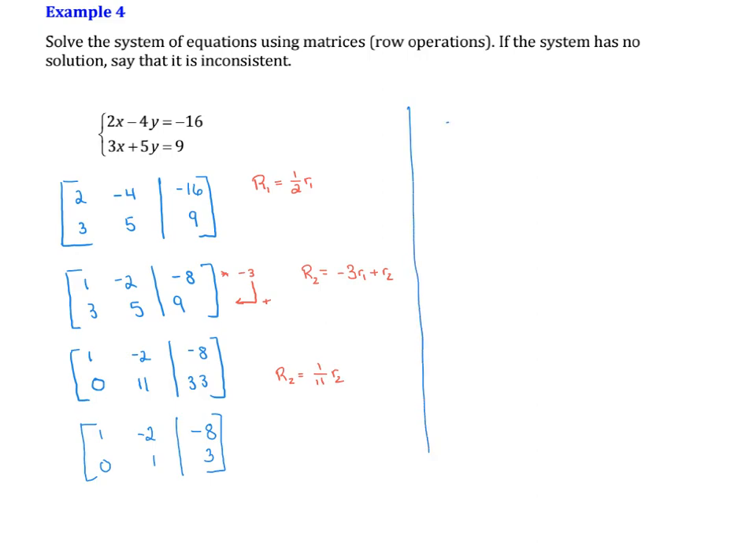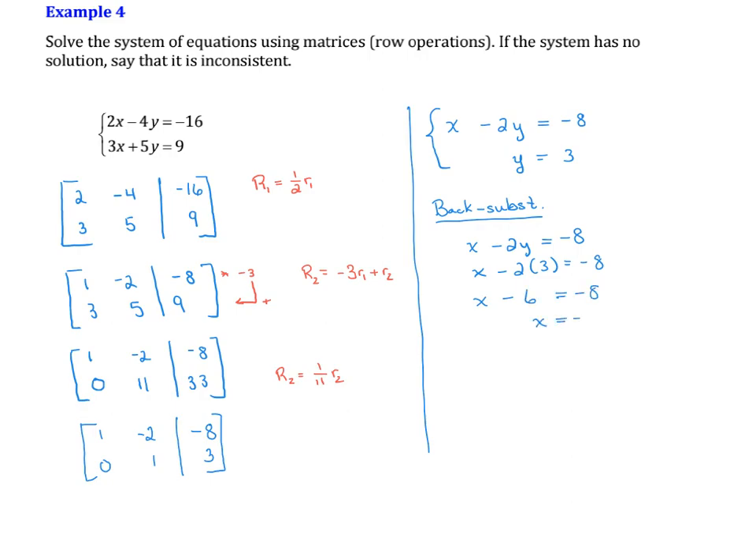Since it's in row echelon form, let's rewrite our system. We have x minus 2y equals negative 8, y equals 3. This is the corresponding system to that augmented matrix. But we know that y equals 3, so let's back substitute. x minus 2y equals negative 8 will be the same as x minus 2 times 3 equals negative 8. So x minus 6 equals negative 8 means that x equals negative 2.